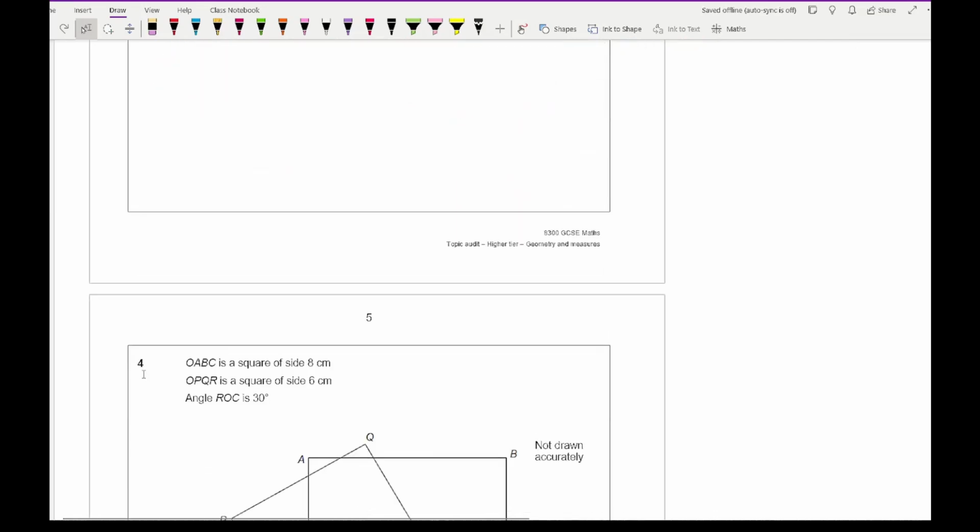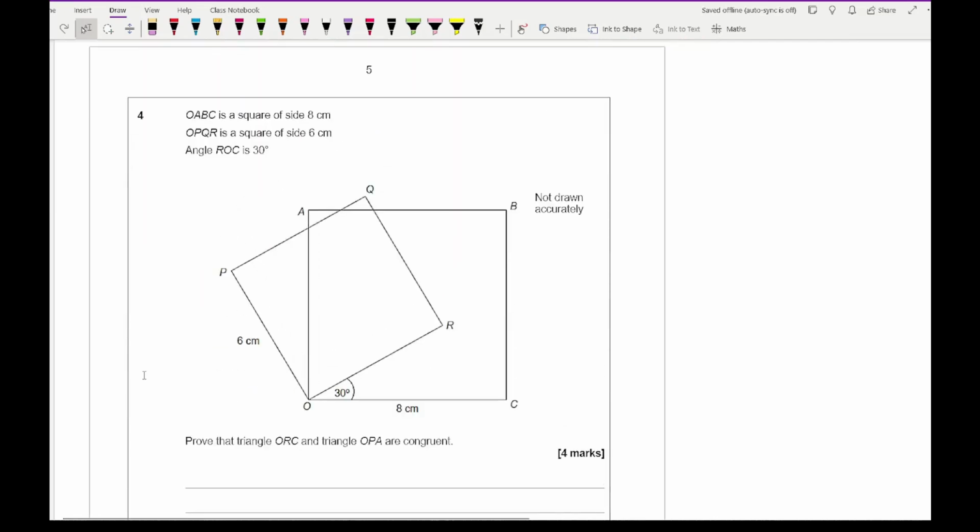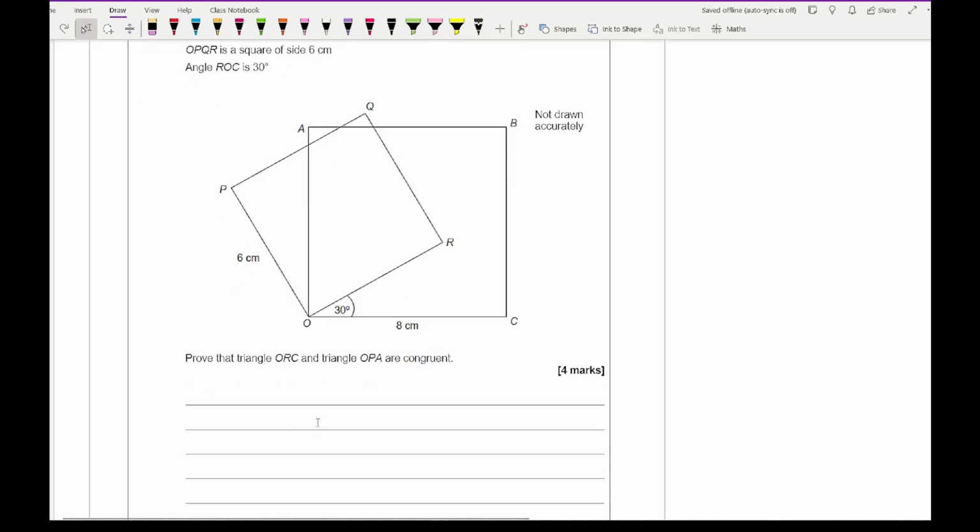Then moving on to question 4, it says that OABC is a square of side 8 centimeters, OPQR is a square of side 6 centimeters, and angle ROC is 30 degrees. Prove that the triangle OCR and triangle OPA are congruent. So again, little reminder, either proving 2 sides are the same, 2 angles are the same, or 3 sides are the same. So again, highlighting the triangles, I've got ORC.